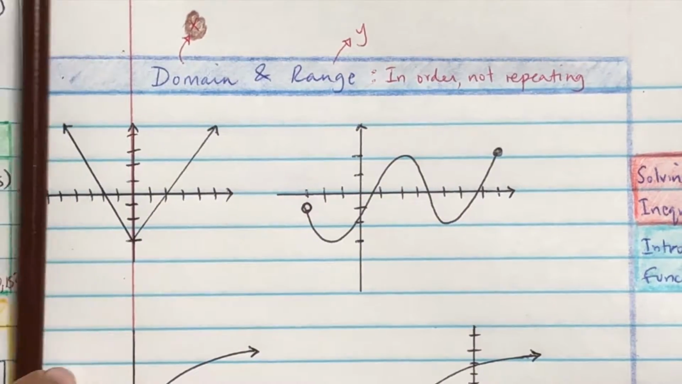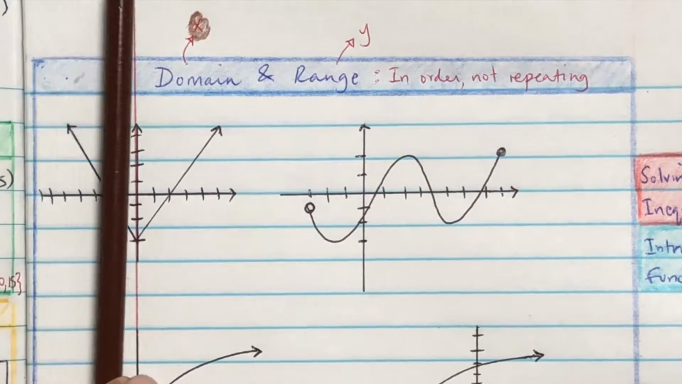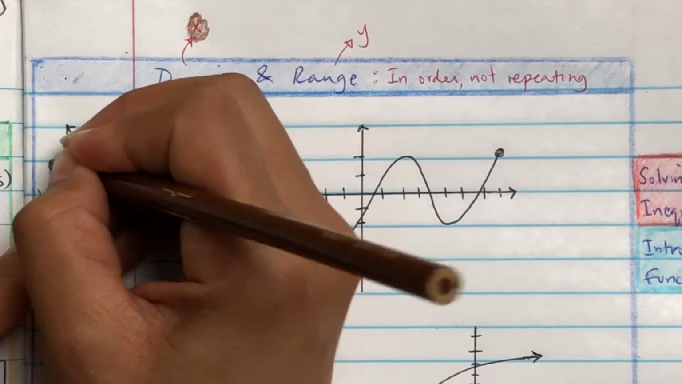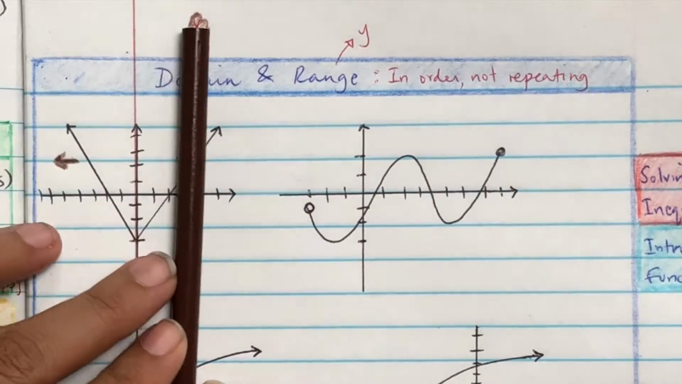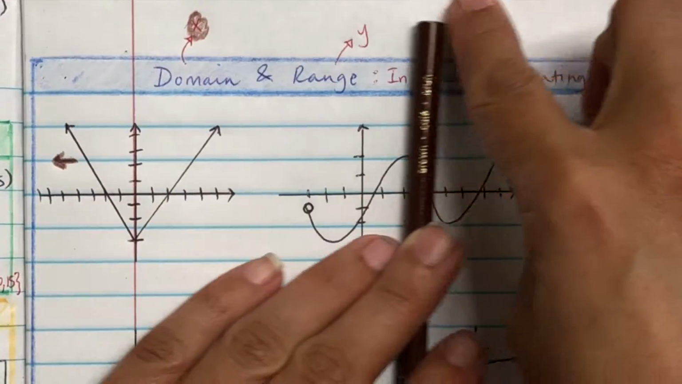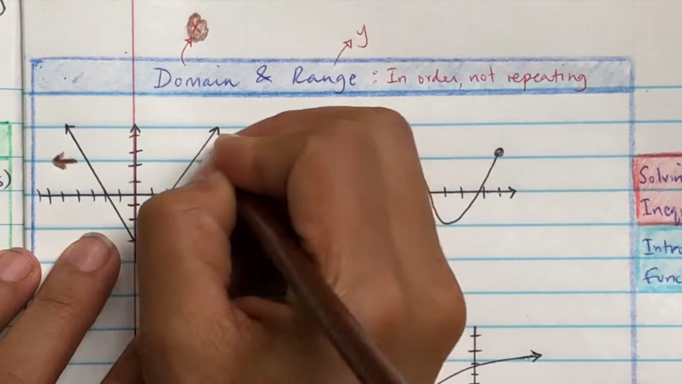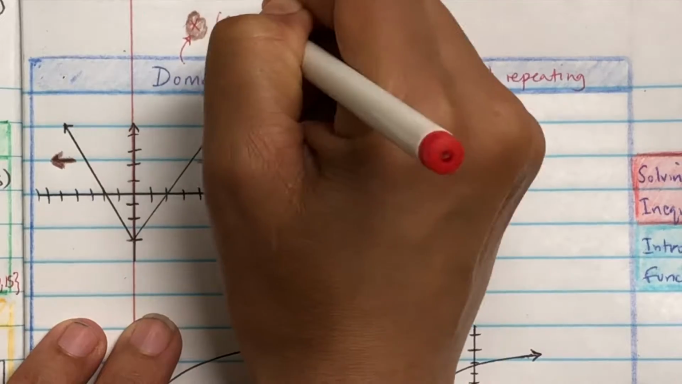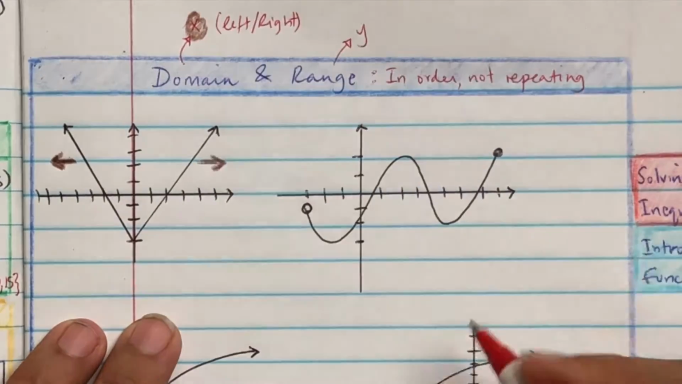So the key thing is asking yourself, where does this graph start from the left? And then you can see it goes on forever to the left. Like if you could draw it longer, it would just go on forever. And where does it stop on the right? It goes on forever too. So it just goes on all the way. So it doesn't start or stop left or right. So how can I represent that? So that would be the domain.